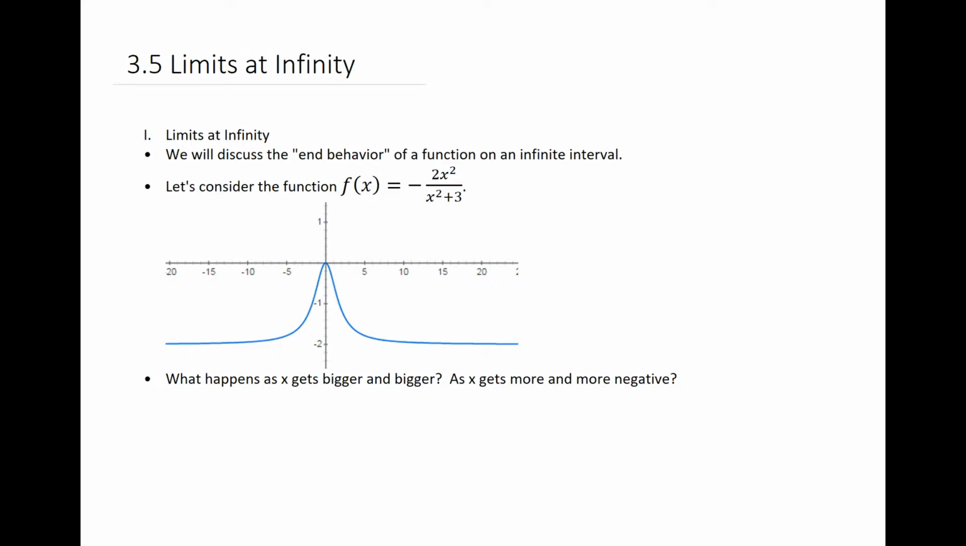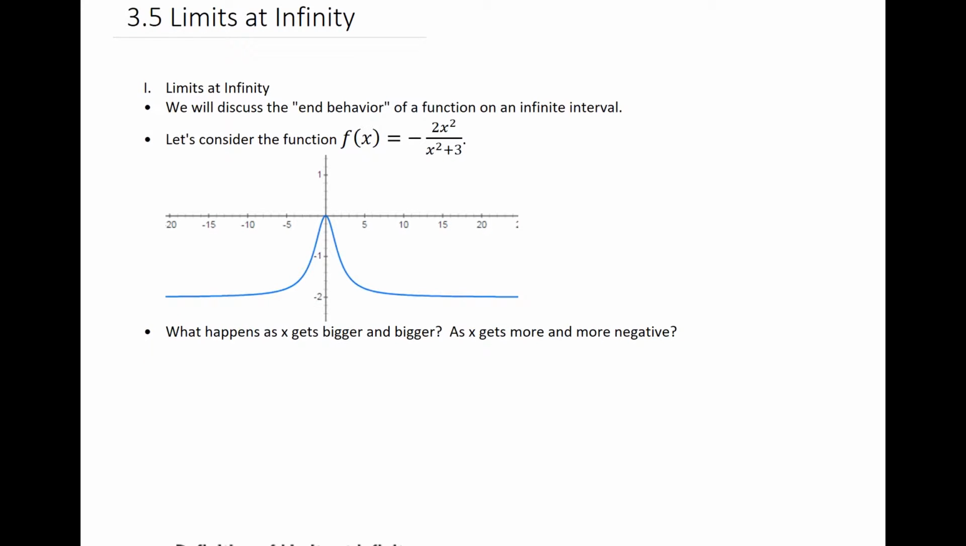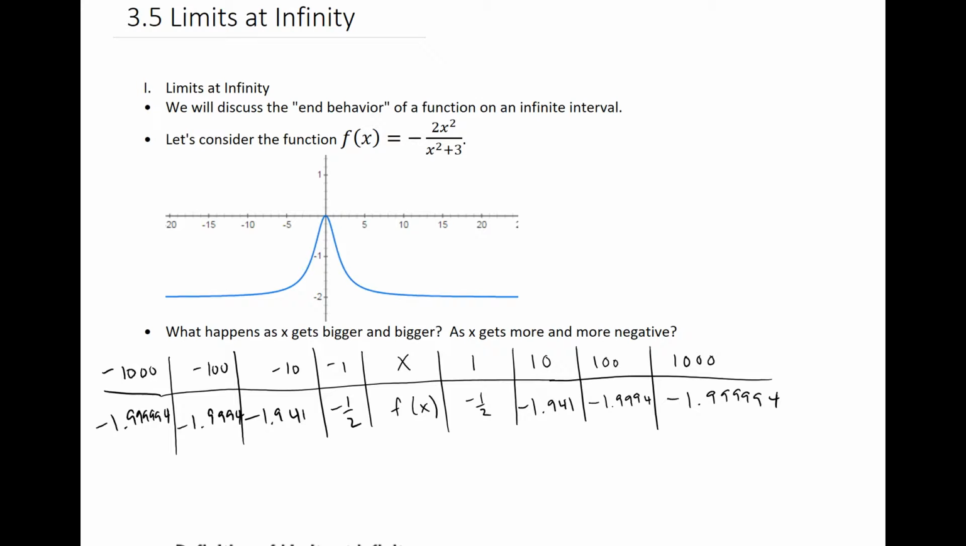You can see from the graph that I've got here that it does appear to kind of flatten off as x approaches the left-hand side or the right-hand side. But let's take a look at this numerically. I'm just going to plug in some numbers to the left and to the right. So I've plugged in some values for x and calculated the f of x value for each of those values of x. And you can see that as x gets larger and larger, I just increased it by powers of 10 here, we go from negative 1/2 to negative 1.941, and then quickly we go to negative 1.9994, and then in this case we've got 5 nines and then a 4.